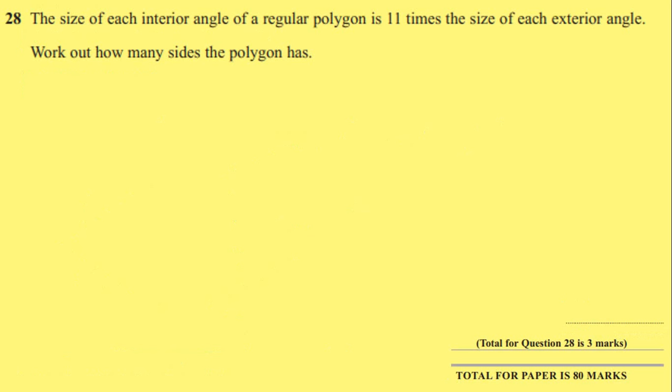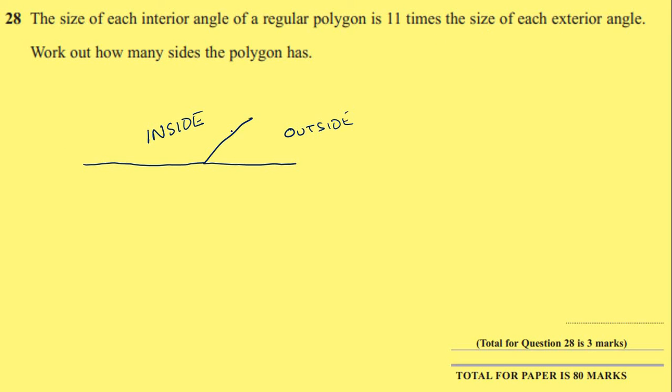And on to the last question. The size of each interior angle of a regular polygon is 11 times the size of each of the exterior angles. Work out how many sides the polygon has. Now, if we imagine that this is the inside of my shape, and this is the outside, so obviously the shape would carry on all the way around here.